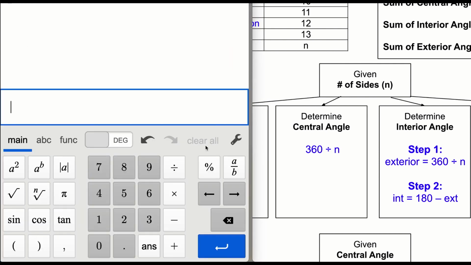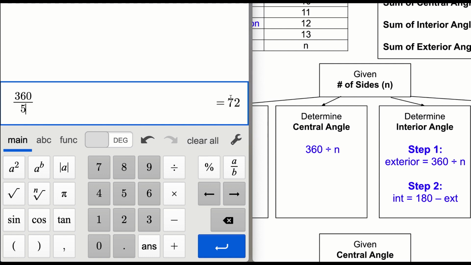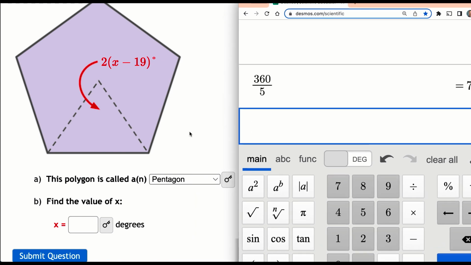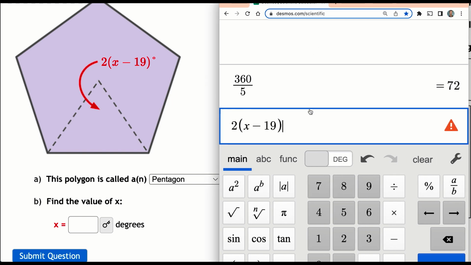Let's do that right now. I'm going to clear out what we got here. 360 degrees divided by 5. That means that central angle is 72 degrees. Now, if that's 72 degrees, then I need to go to the next line and say this expression, 2 times the parentheses, x minus 19, is supposed to equal the 72 degrees that I have for my angle. So you can see it there, equals 72.